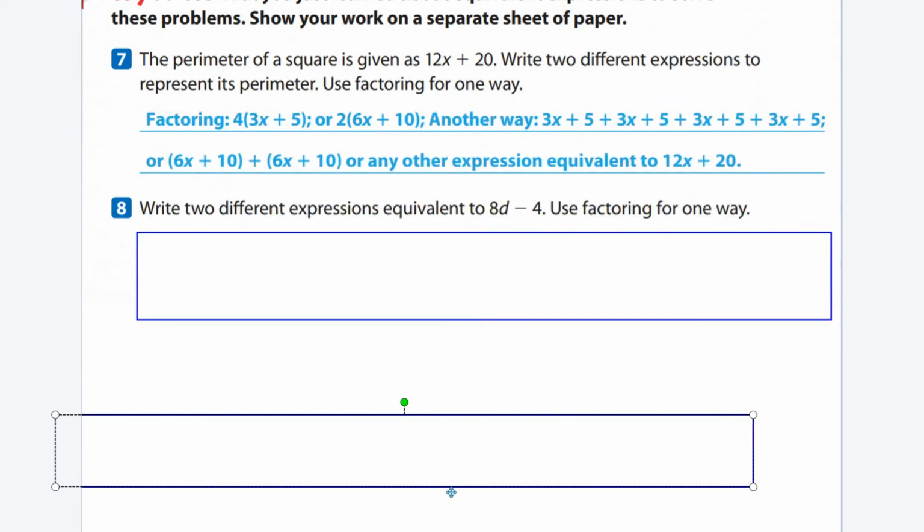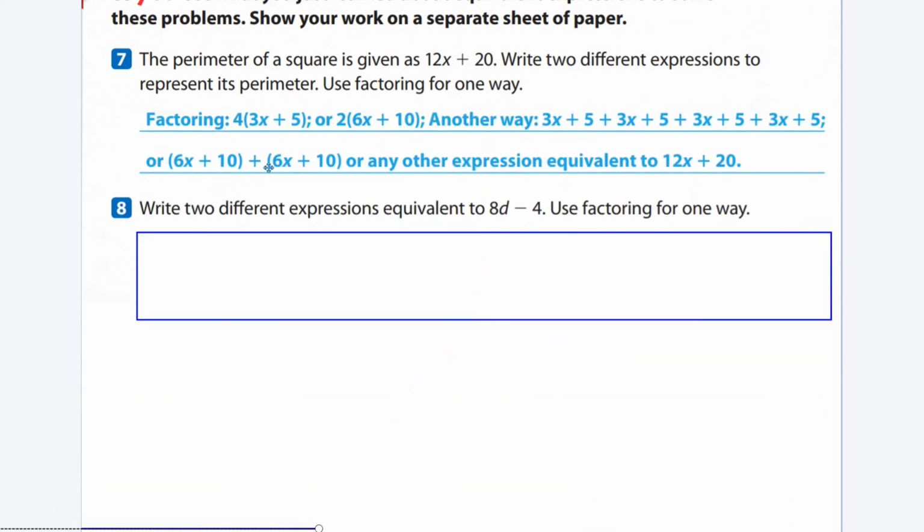So for question 7, you should have gotten something like this. 3x plus 5 times 4, or 6x plus 10 times 2. Another way is saying 3x plus 5 plus 3x plus 5 plus 3x plus 5 plus 3x plus 5. Okay, or you can say 6x plus 10 plus 6x plus 10, or any other expressions equivalent to 12x plus 20. Let's look at the factoring one, because this is where a lot of students still struggle. So watch this. I'm just going to break this down for you.